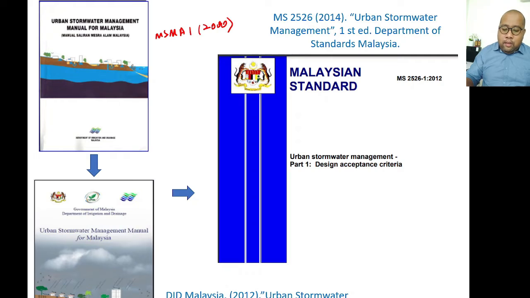That is the 2015 HP01. Then in 2014, the MASMA 2 was converted to the Malaysian Standard, MS 2526, which was published in 2014 and 2015. Basically, the Malaysian Standard MS 2526 and MASMA 2 are the same thing. Just the title has changed from MASMA 2 to the Malaysian Standard. The content, the chapters, the volumes, everything is quite similar for these two guidelines.